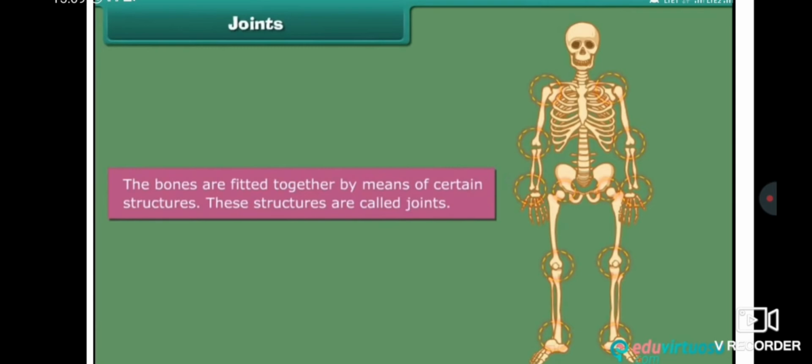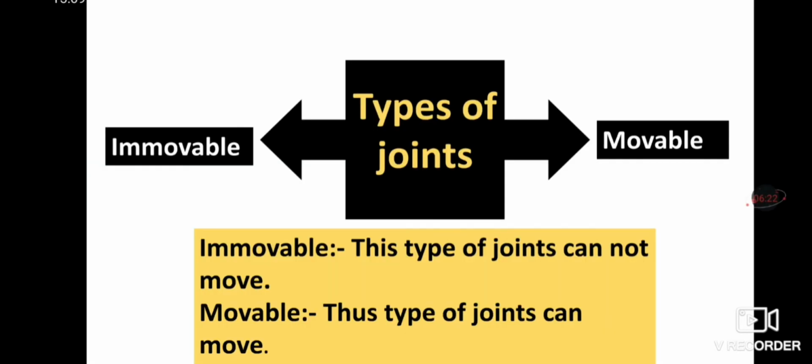Mainly there are two types of joints. Number 1, immovable. Number 2, movable. Immovable means this type of joint cannot move. The joint which is fixed. Okay. A movable joint can move. It helps us to move our body parts. So this type of joint can move, and these are known as movable joints.